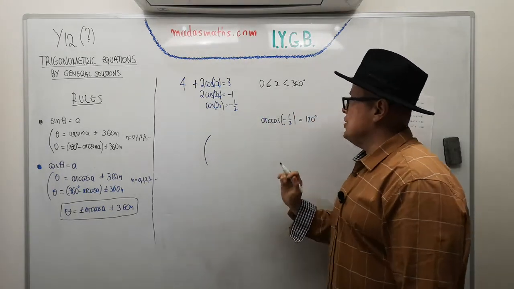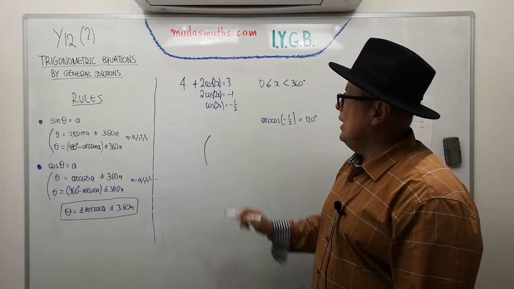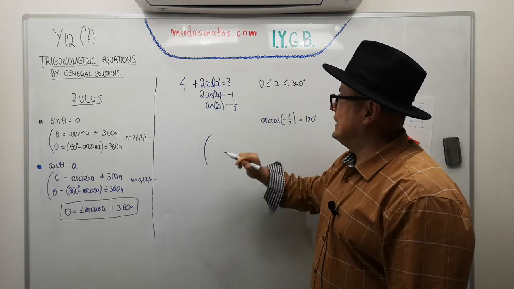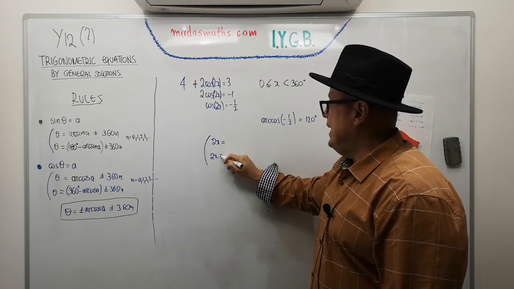Okay, let's return to our question. Now we need to set up the general solution here, like we've done before. So what are we inverting? 2x. 2x and 2x equal.